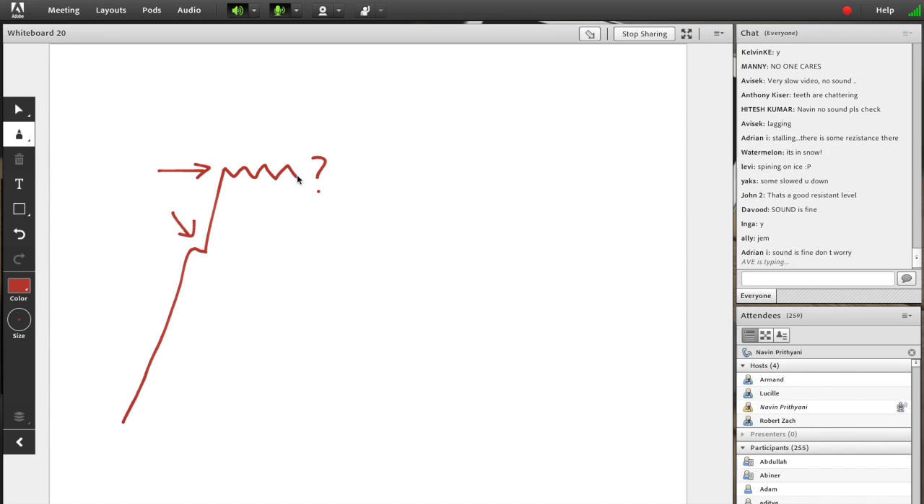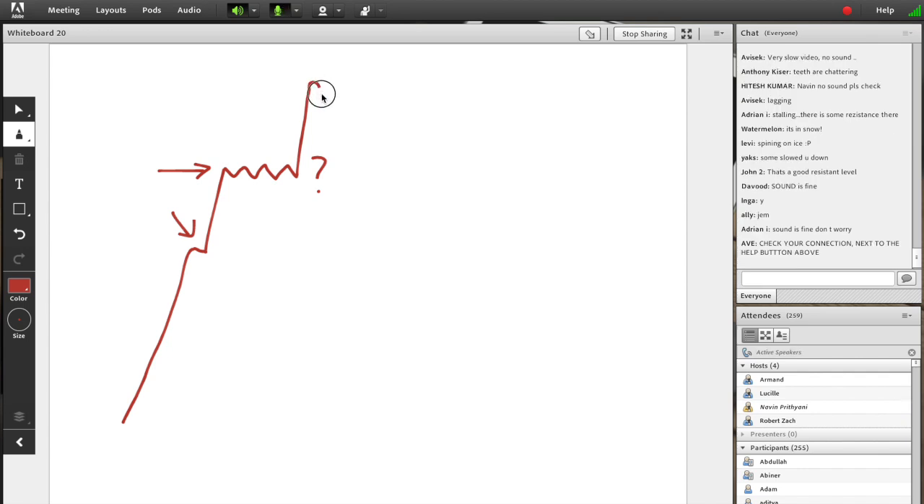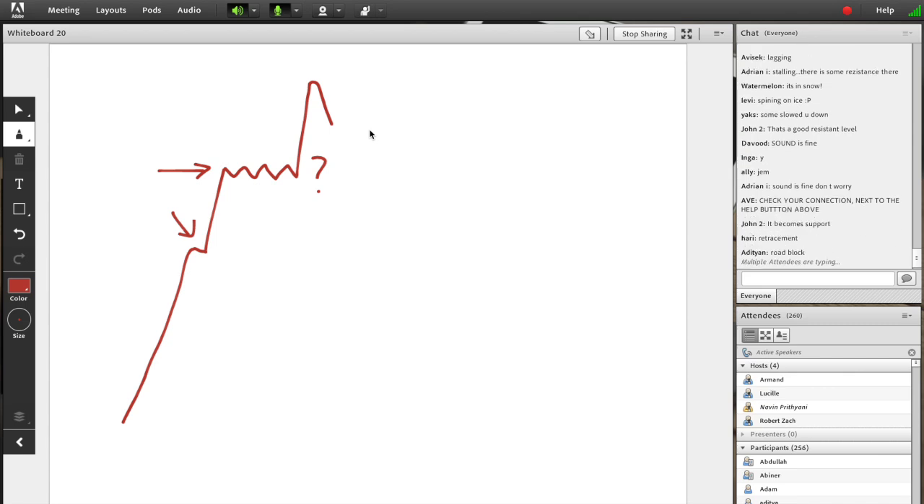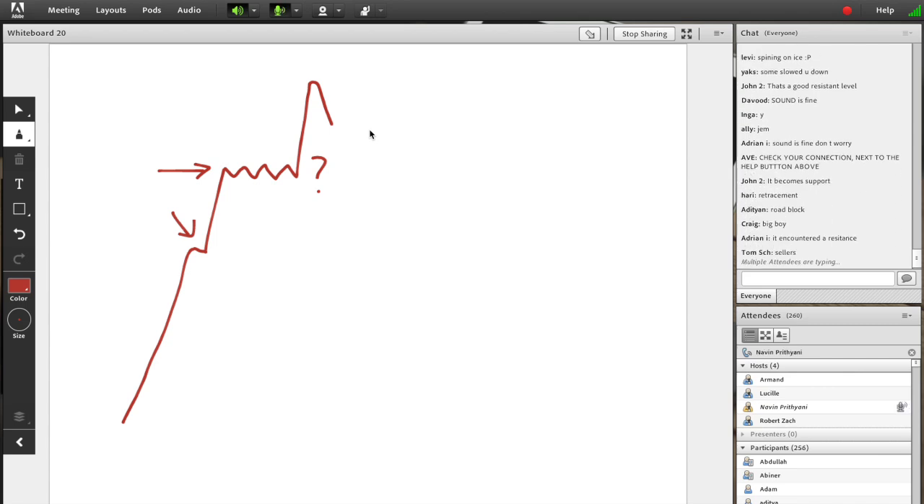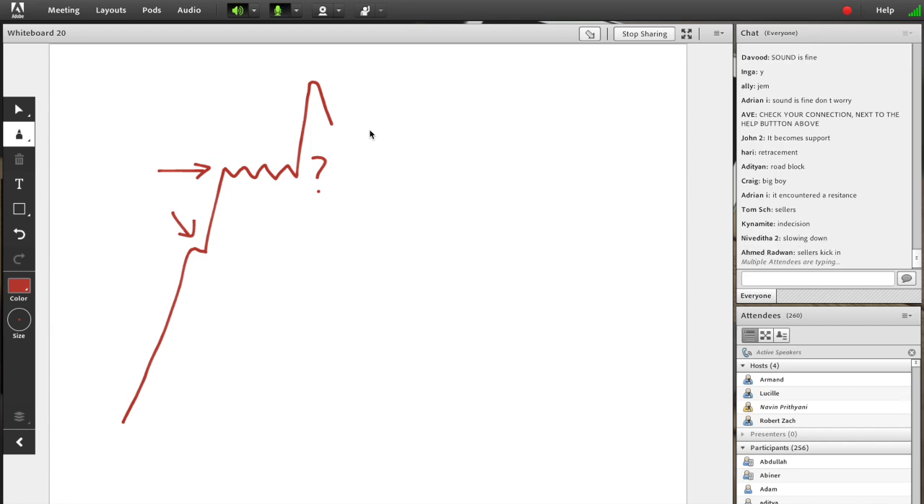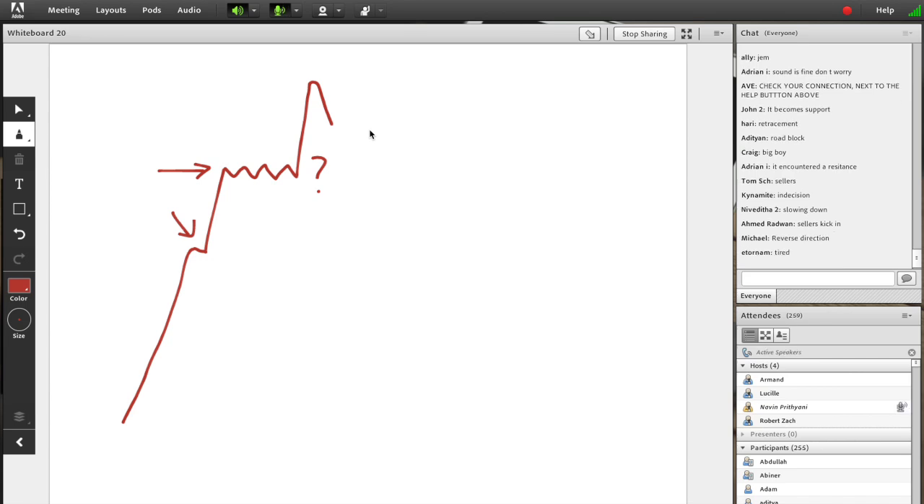Now, as you're driving again, going in the same direction, suddenly it pulls back like that. Suddenly pulls back like that. Now, what do you think is happening? Okay, roadblock, yeah, very good. Retracement, encountering resistance, sellers slowing down, sellers kicking in, reverse direction, it's a wall. Okay, so think about it this way.